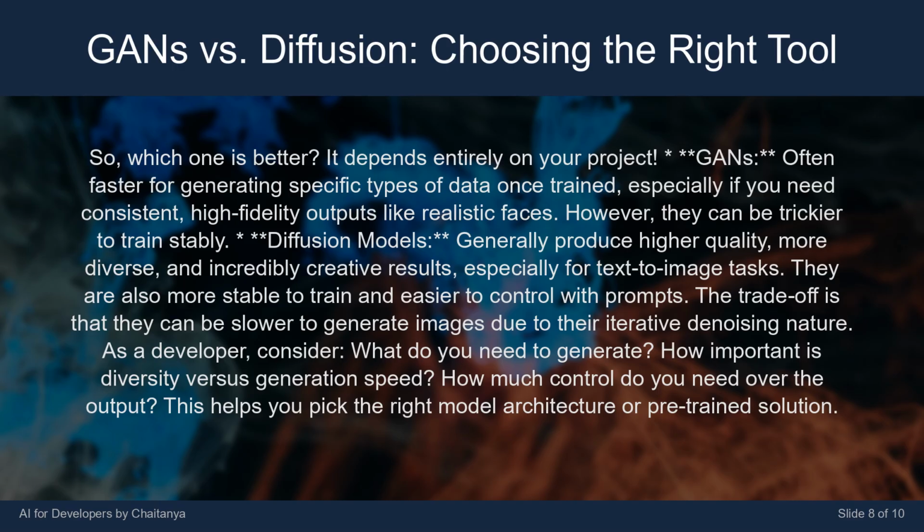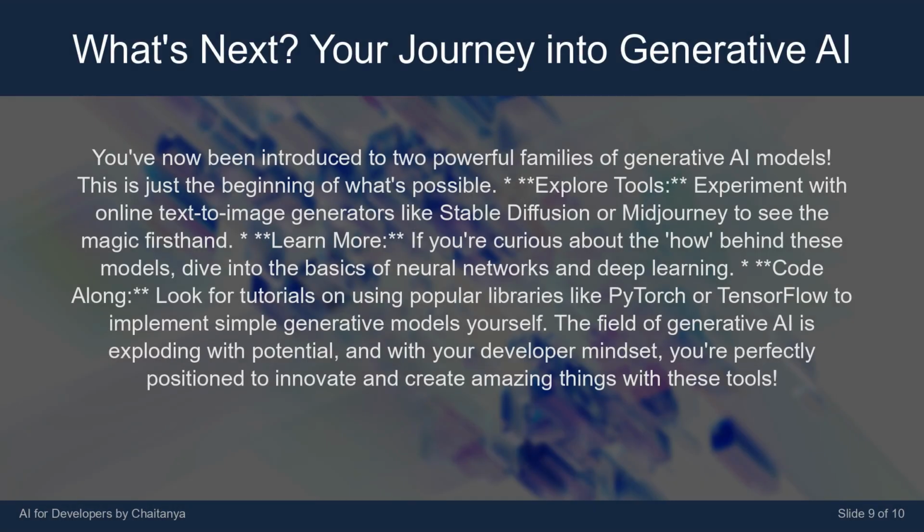As a developer, consider, what do you need to generate? How important is diversity versus generation speed? How much control do you need over the output? This helps you pick the right model architecture or pre-trained solution. You've now been introduced to two powerful families of generative AI models. This is just the beginning of what's possible.